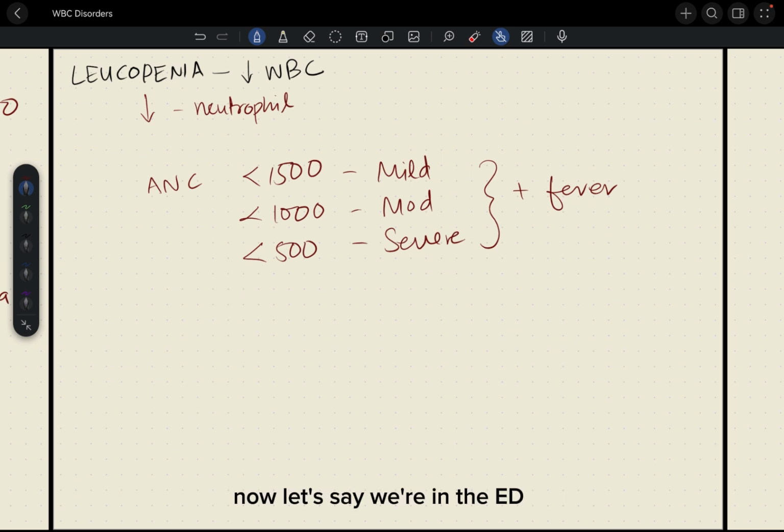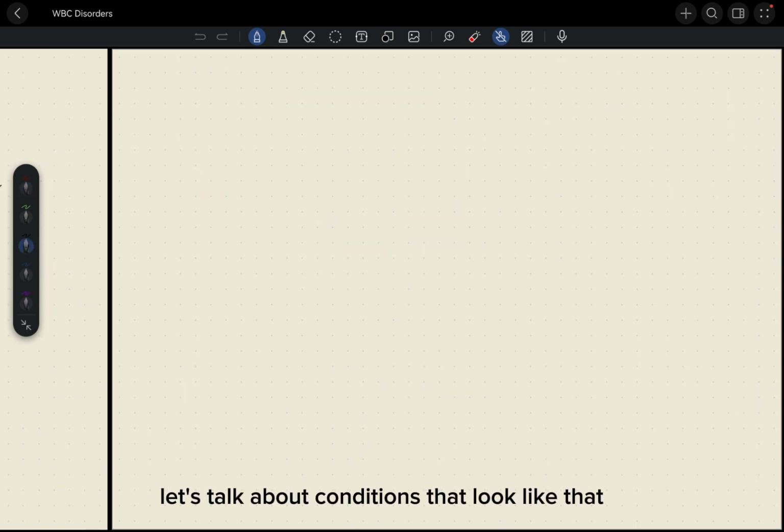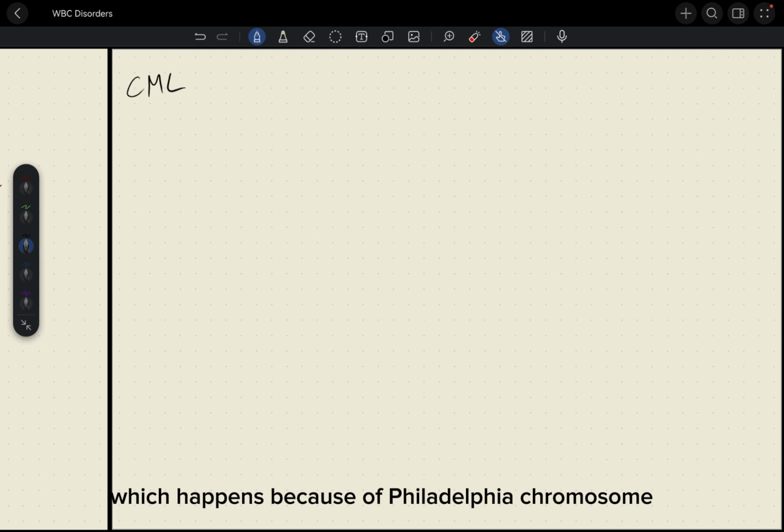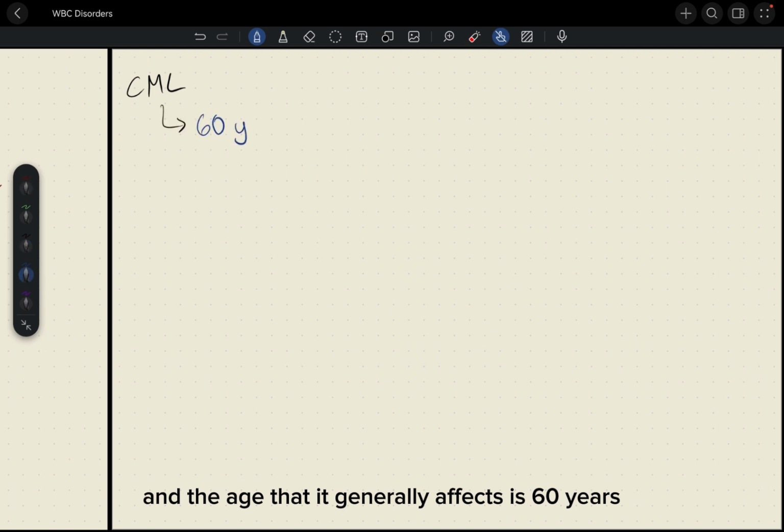Now let's say we're in the ED, we get lab report for a patient with WBC that has come out looking like a phone number. Let's talk about conditions that look like that. Chronic leukemias, or the silent killers. So in adults, we can have CML, which happens because of Philadelphia chromosome mutation, something that we know from medical school. And the age that it generally affects is 60 years.